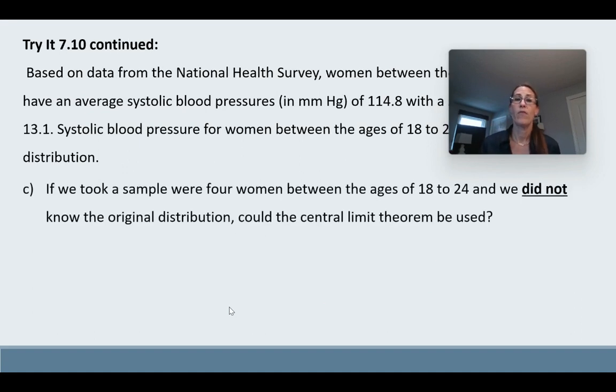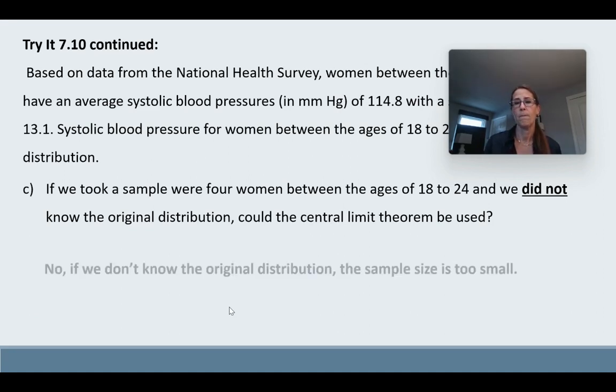If we took a sample of 4 women between the ages of 18 to 24 and we did not know the original distribution, could the central limit theorem be used? In theory, if we don't know the original distribution, a sample of 4 is too small. We like to have larger samples. Now, we were told that this follows a normal distribution so that we could just use the normal distribution. That would be all right. But technically, the sample size is too small in this case for the central limit theorem.